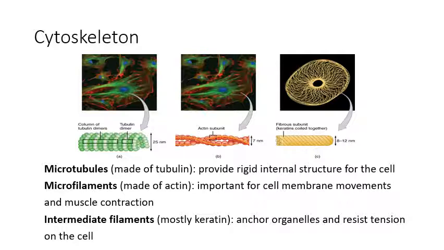And then the last component of your cytoskeleton is intermediate filaments. These can be made of different things, but they're mostly made of keratin. They begin at the nuclear envelope and radiate outwards to the cell membrane. As they radiate out, they anchor organelles in place so that those organelles aren't all bouncing around and running into each other.